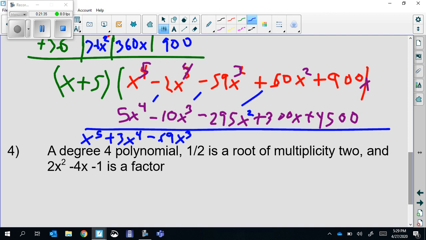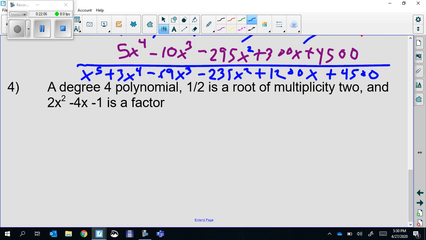So those combine. 60 minus 295 is a negative 235. 900 and 300, that's 1,200. And then plus 4,500. And there's our final answer. It's a lot of multiplying. The only other thing that you're really going to see besides multiplying stuff out, multiplying out 5 things is pretty hard. A lot of work, it's tedious, it's kind of annoying.